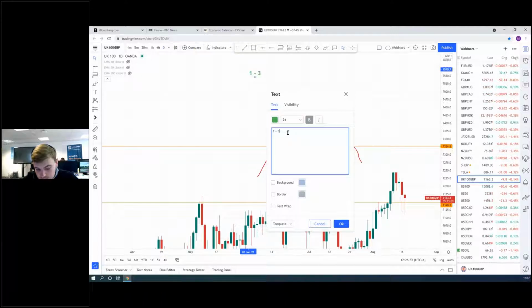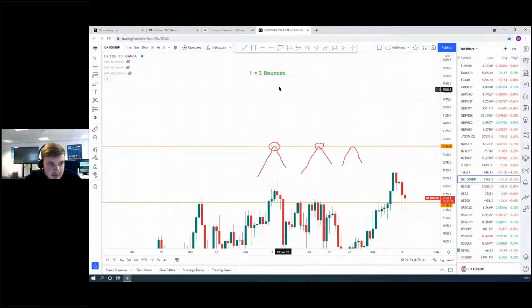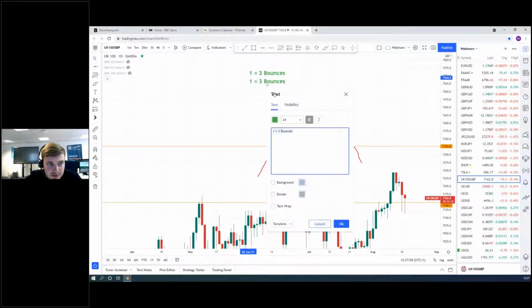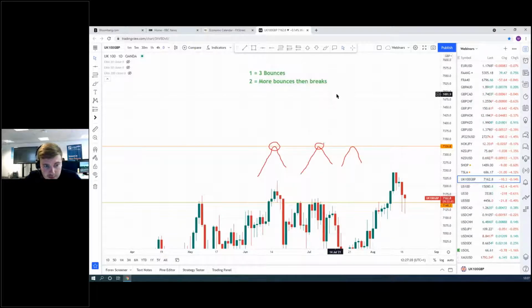So first one, we need 3 bounces. I think everybody can kind of guess that. First rule, 3 bounces. If we steal this from here and we change the writing, we get a second rule. We need more bounces than breaks. So ideally, when we're looking at a level, we want the price to be respected. We want the level to be respected more times than it's been broken.